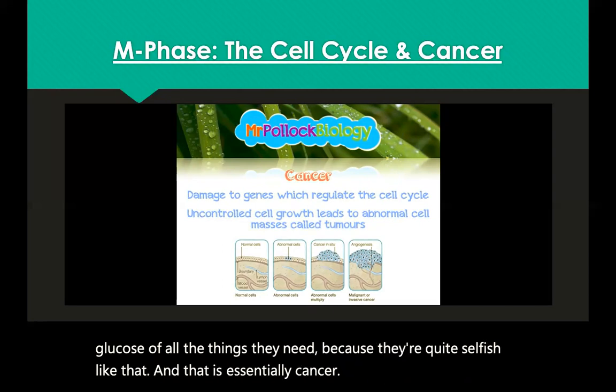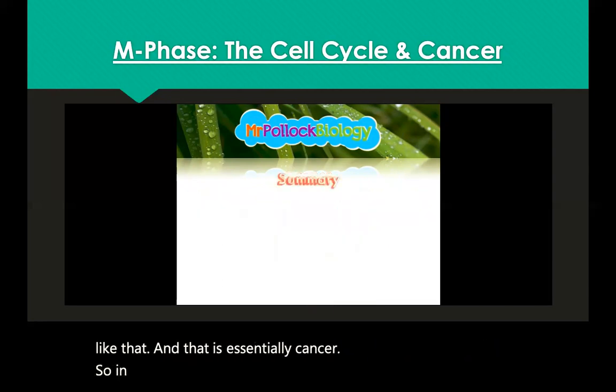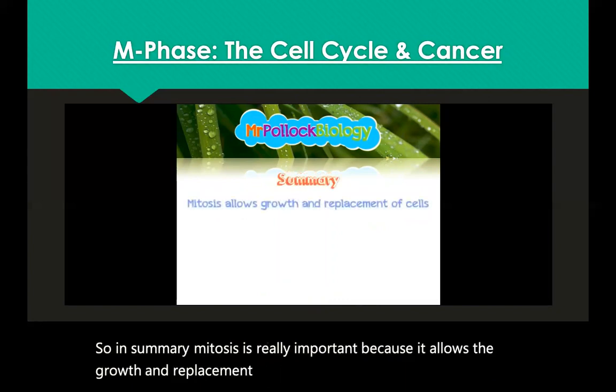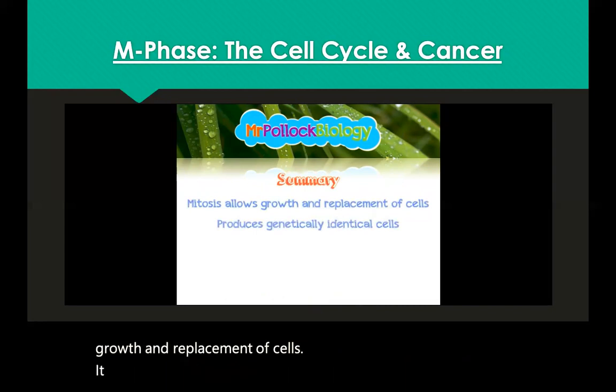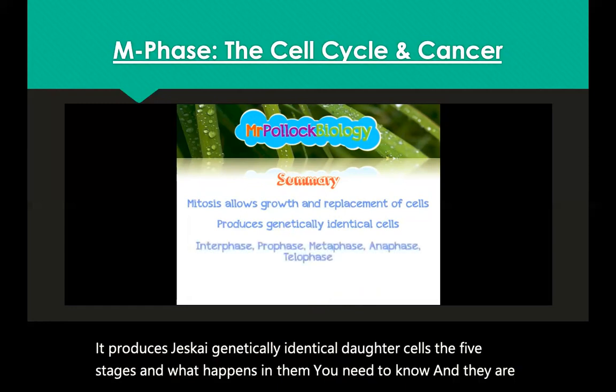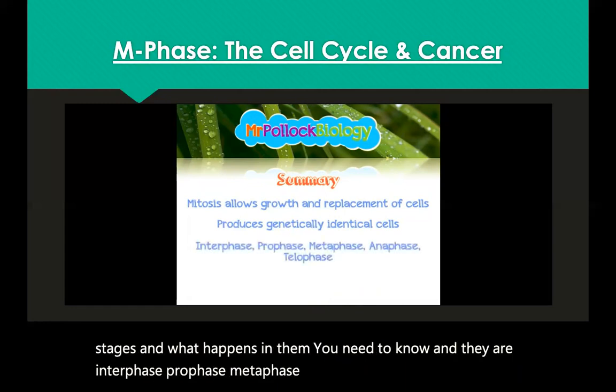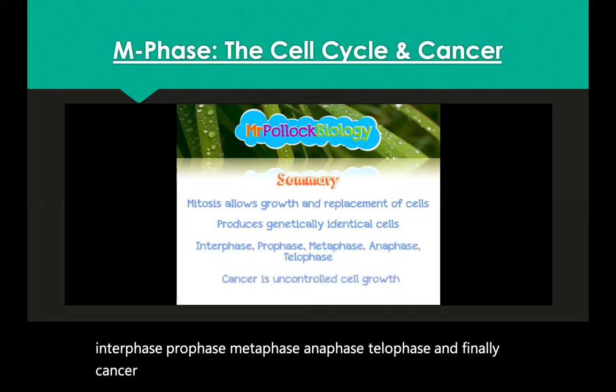So, in summary, mitosis is really important because it allows the growth and replacement of cells. It produces genetically identical daughter cells. The 5 stages and what happens in them you need to know. They are interphase, prophase, metaphase, anaphase, telophase. And finally, cancer is uncontrolled cell growth, leading to tumors.